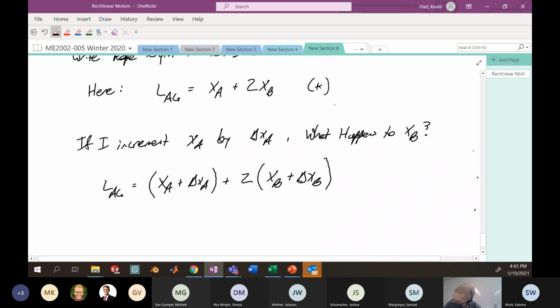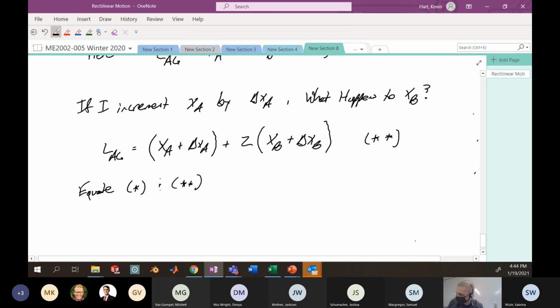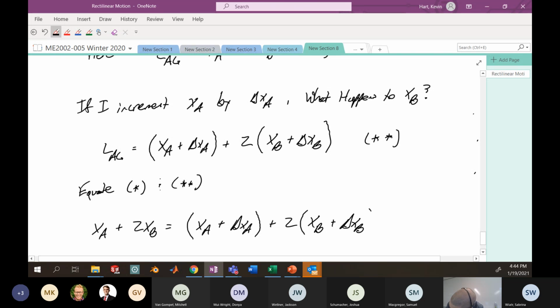If we call this star and this double star, you'll end up with XA plus 2XB equals XA plus delta XA plus 2 times XB plus delta XB.